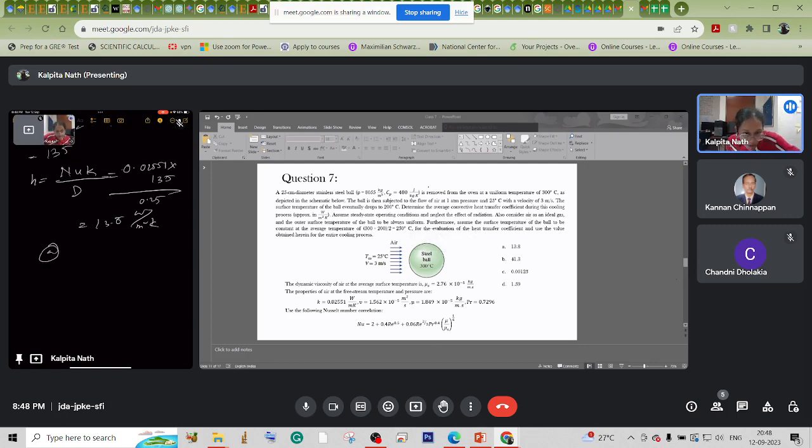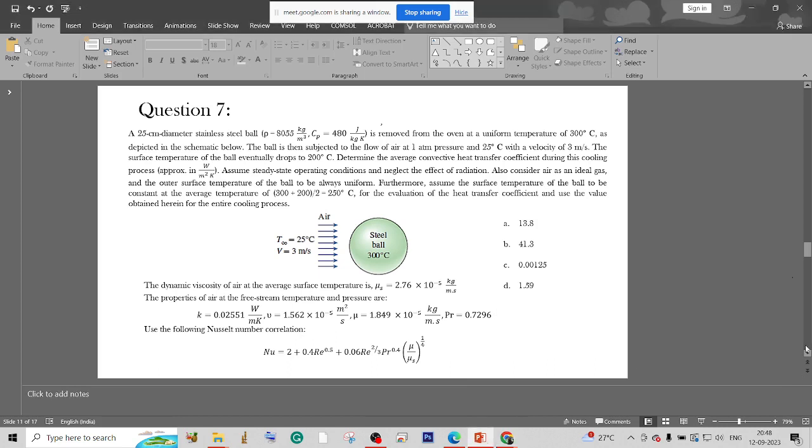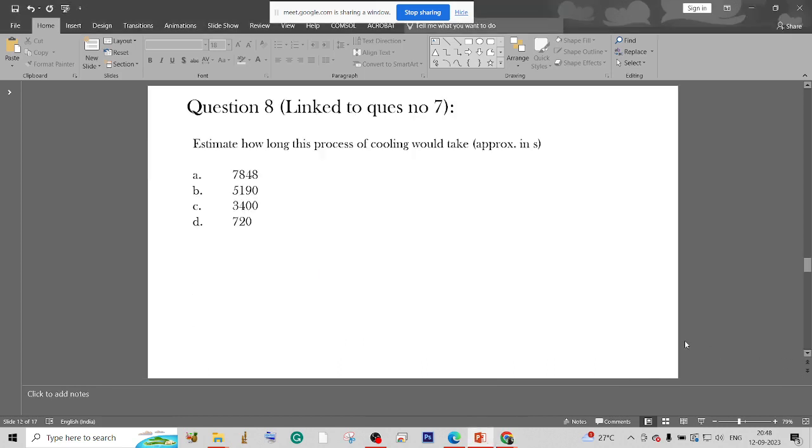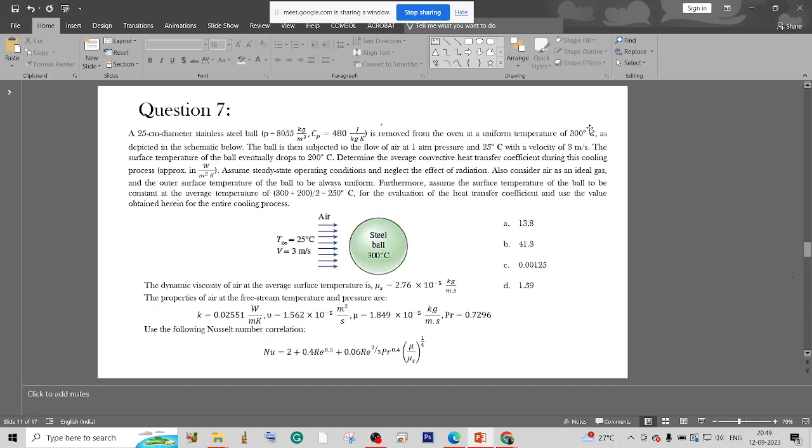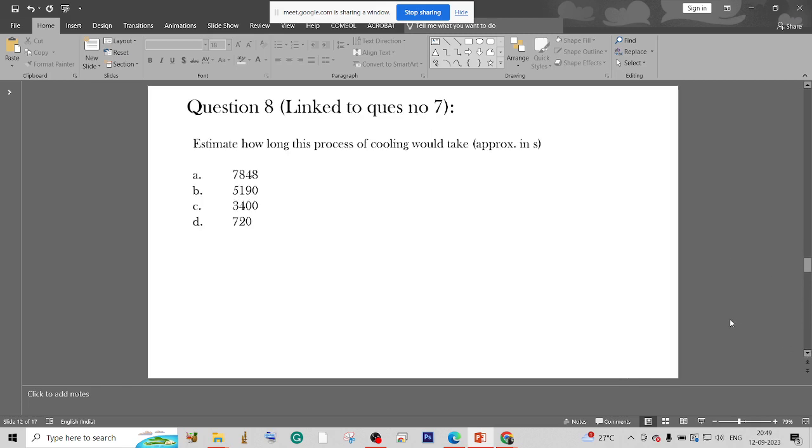Now there is a second part of this question. Let us proceed to that. Estimate how long this process of cooling would take. So this is a bit tricky. As it is said in the question, it will cool down from 300 to 200, right? So how long will that process take? How will we proceed towards that question? Can you tell me how we will proceed to find that?